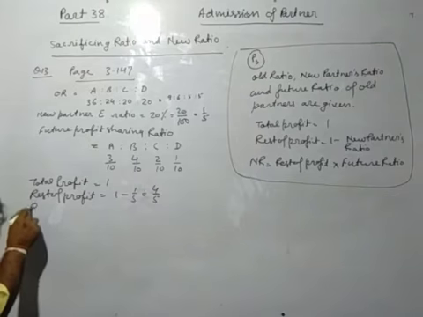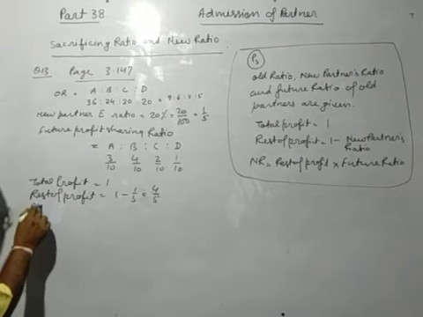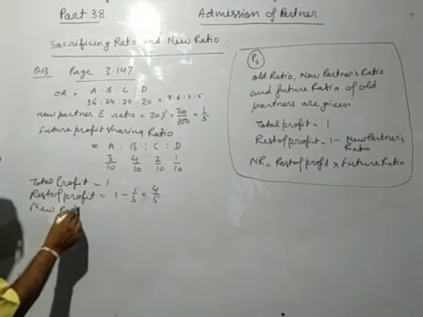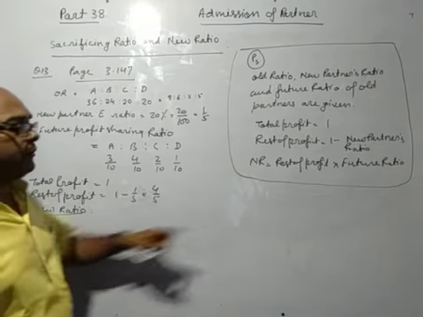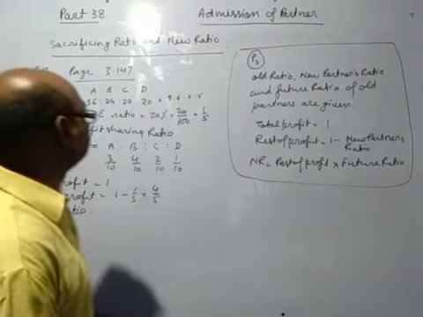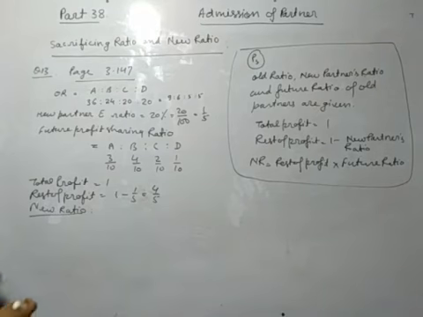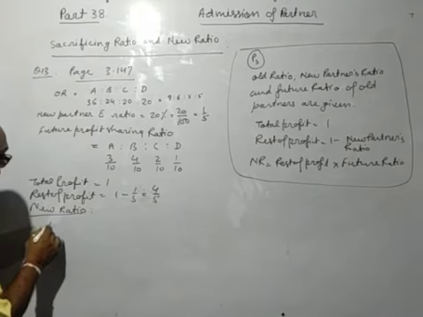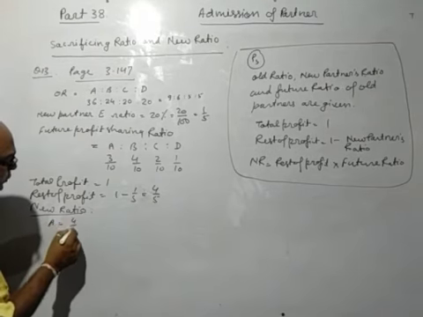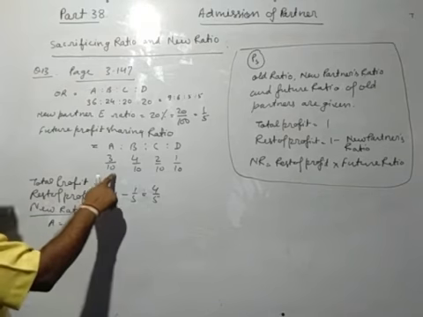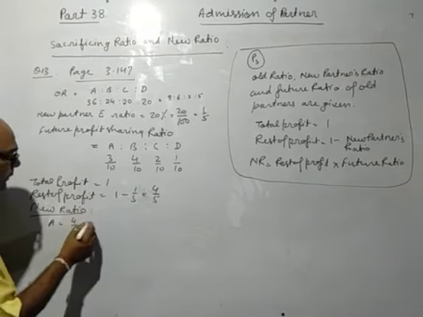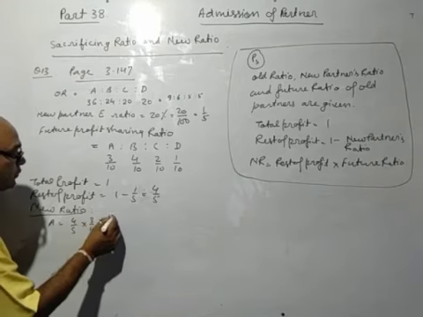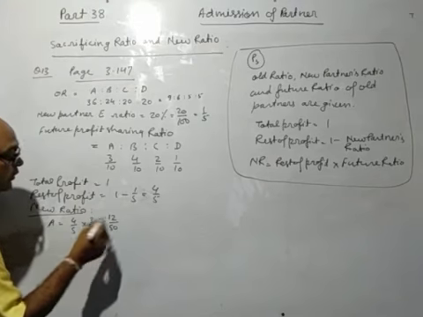Now the new ratio. When you calculate the new ratio, it means rest of profit into future ratio. Now rest of profit we have calculated is 4 by 5, and future ratio of A is 3 by 10. 4 by 5 into 3 by 10 will come 12 by 50.